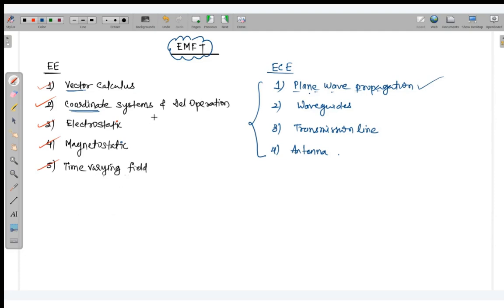And if the time is clashing with other subjects, then you can watch the recorded lecture. Before going to any other exam, you can cover plane wave propagation. That will be my suggestion.